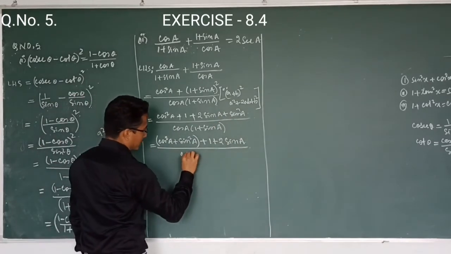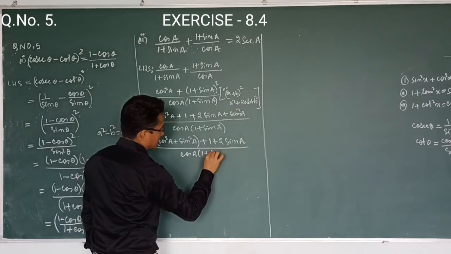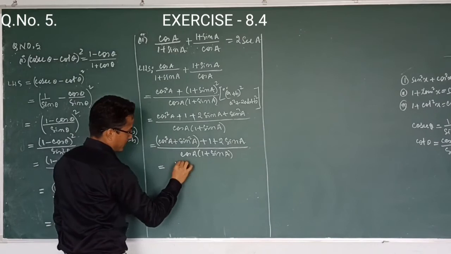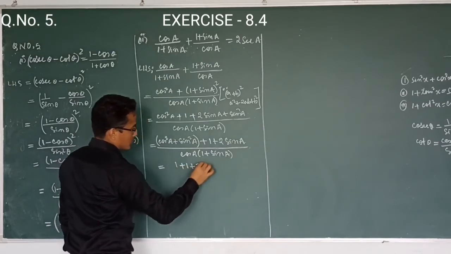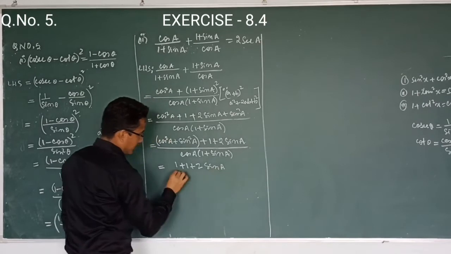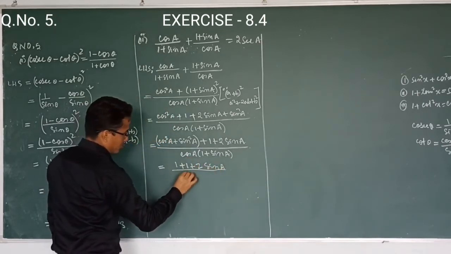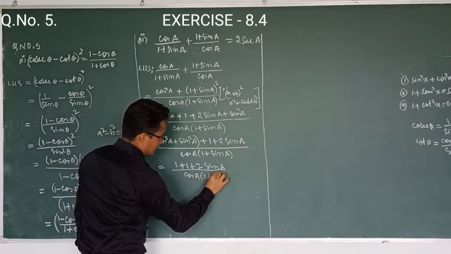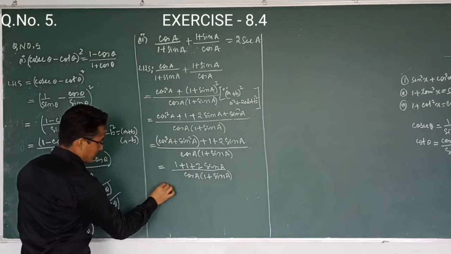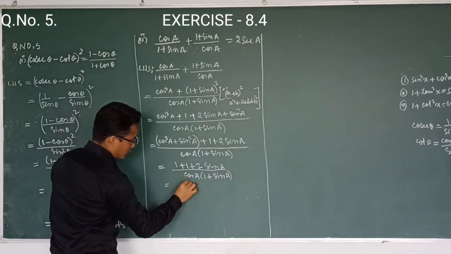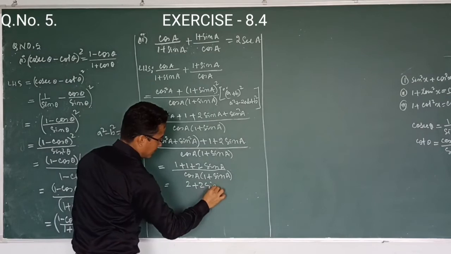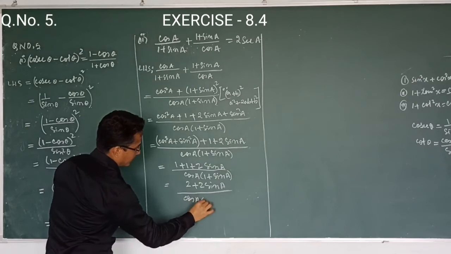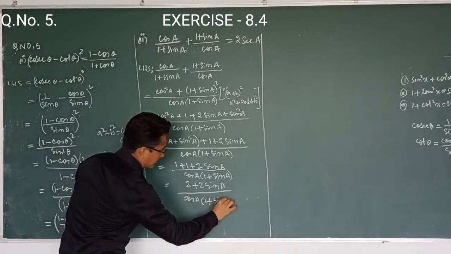So our denominator is cos A into (1 plus sin A), which is equal to 1 plus 1 plus 2 sin A divided by cos A into (1 plus sin A). So in this way, 1 plus 1 is 2, plus 2 sin A, over cos A, then 1 plus sin A.